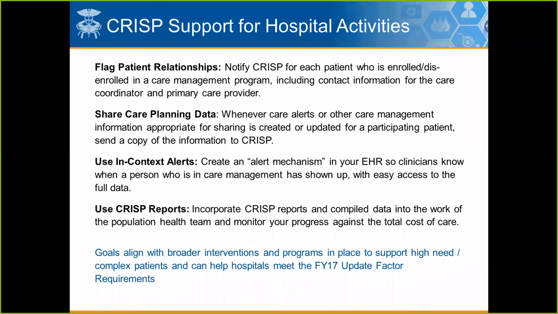So first, as you all know much better than I, hospitals are under, and quite frankly, our whole healthcare system's under increased pressure to look at population-based activities that increase quality and hopefully reduce total costs, or at least preventable costs and utilization. CRISP has four high-level activities that we feel we can do to support hospitals as they implement strategies around population health and potentially new redesign activities. And these four things align with the update factor requirements proposed by the HSCRC.